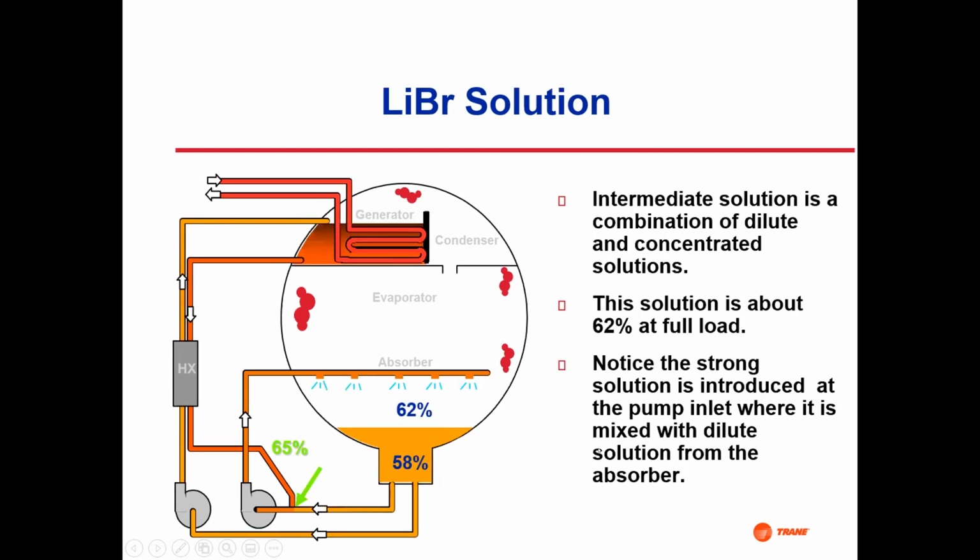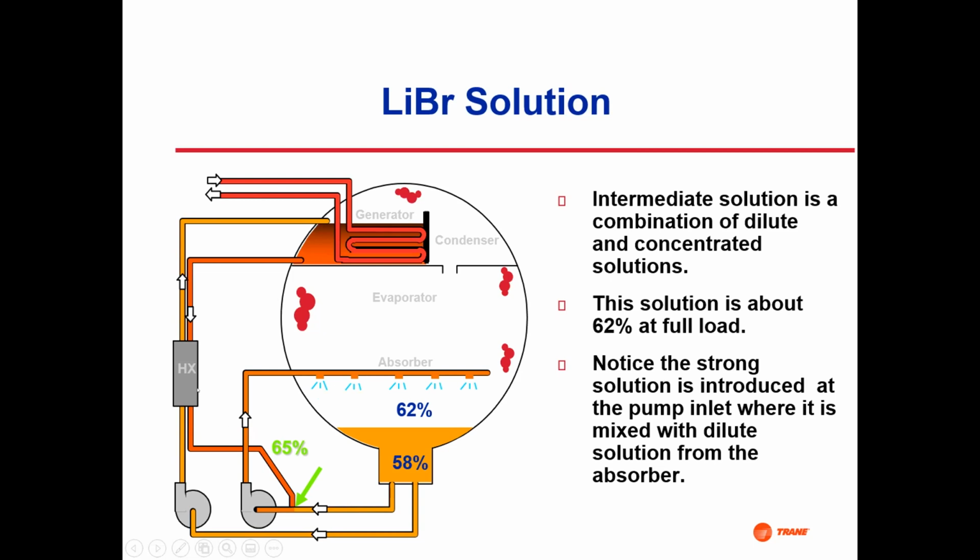We noted that previously. The intermediate solution is a combination of dilute and concentrated solutions. This is about 62%. So what happens is that this strong solution comes back from the heat exchanger, heading back down, because we want to cool it back down again. And so we're wanting to heat up this stream going to the generator. So it just makes sense to exchange energy to cool this guy down and heat this guy up, requiring less energy input in the generator.